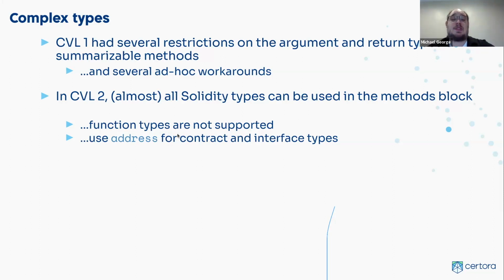And the other difference between Solidity types and methods block types is that instead of writing the name of a contract or an interface, you have to just use address. Again, because that information all gets erased at the bytecode level, contract and interface types are just addresses. But other than that, if you have a struct or you have an enum or any of the types in Solidity, you can also write those types directly in CVL2.